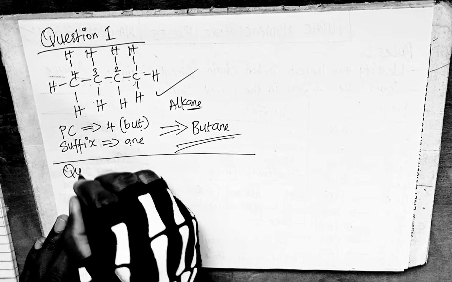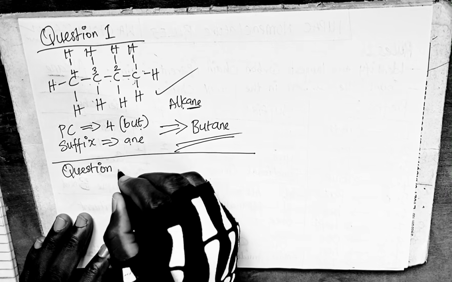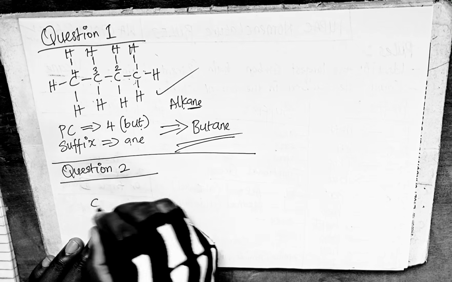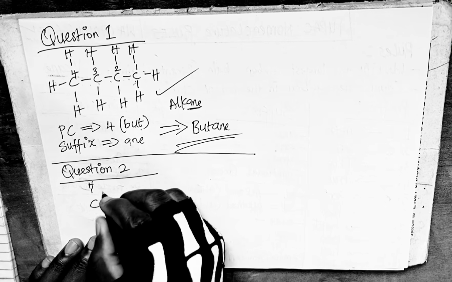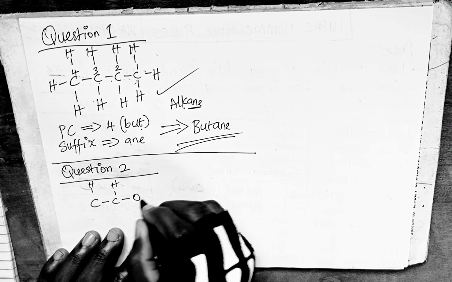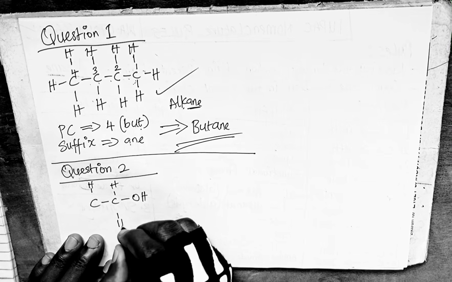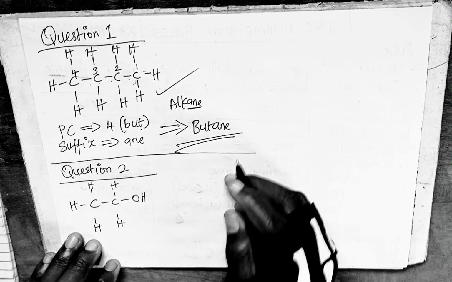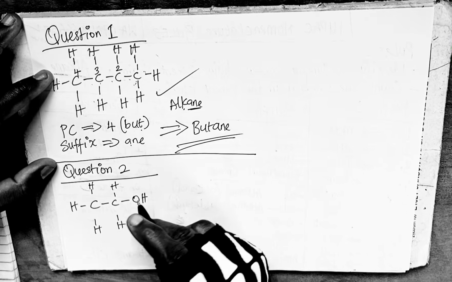Example 2. Question 2. We have to be very fast. What we have here is C. I will give space for the H so that we can use it to count. Bonded to C, bonded to OH. We have H, we have H, then we have H. Alright. So we have to name this organic compound we have here.